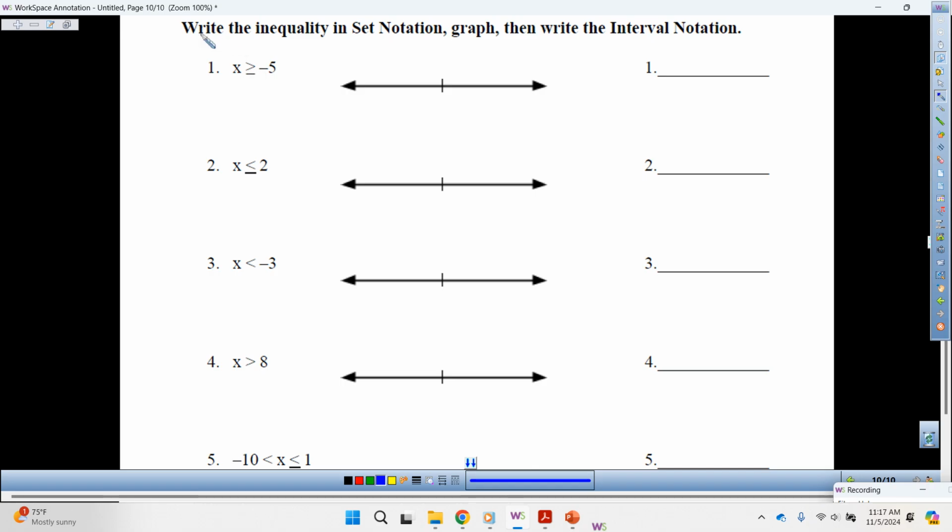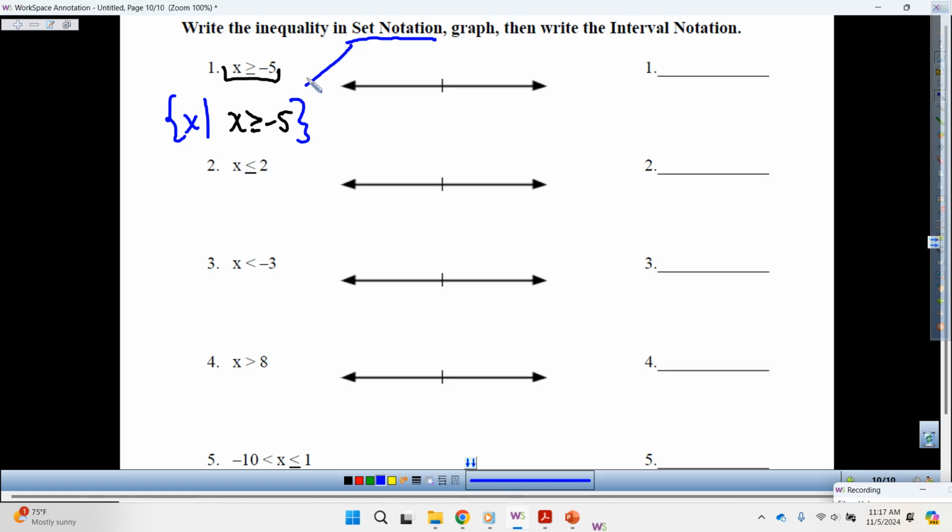Here goes the extra practice. It says, write the inequality. Is it already written? Yes, but in set notation. So how do you write that in set notation? Well, you write this, and then you just do solution set of x such that, close bracket. That is what? Set notation. All right, let's graph this.